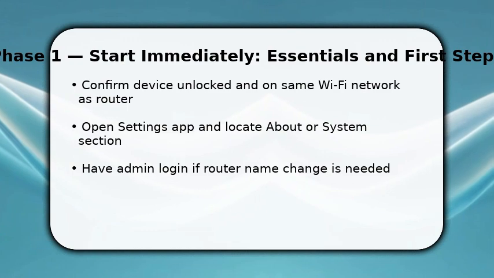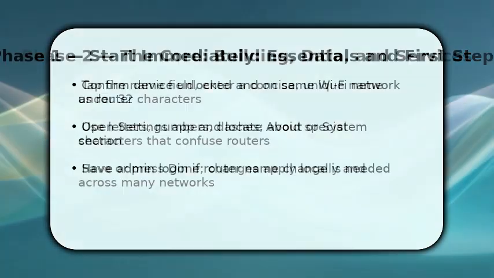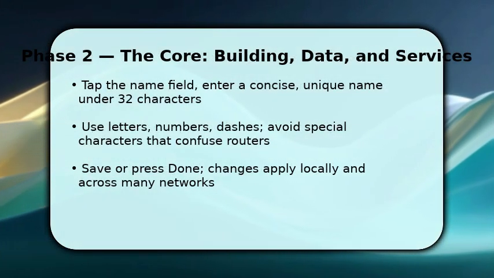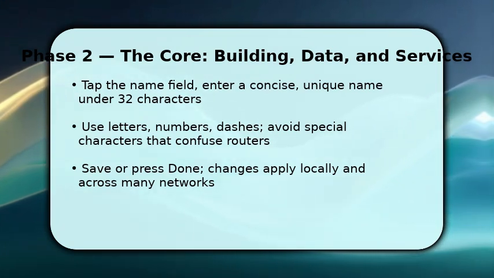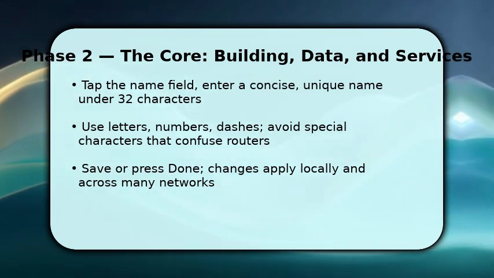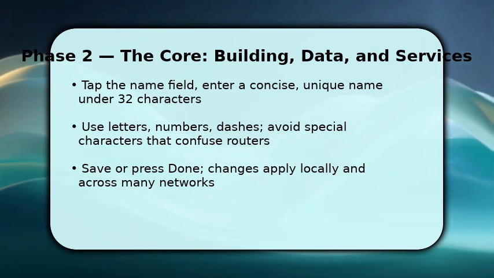Now edit the name. Tap the name field and type a concise, unique label under 32 characters. Think Alex phone or work iPhone. Use letters, numbers, and dashes. Avoid unusual symbols because some routers strip or mangle them.